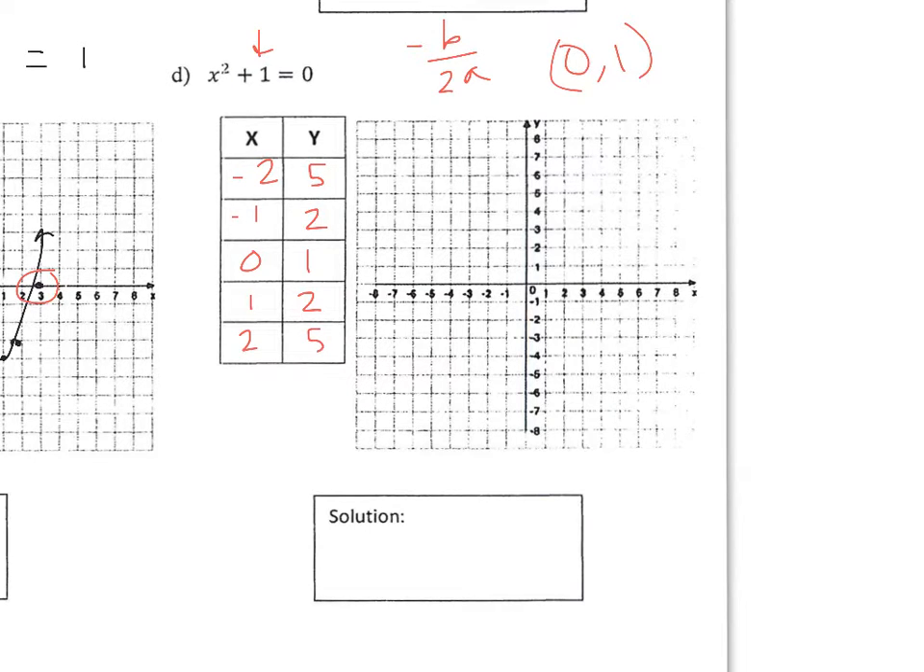So when I plot this, I get negative 2, 5; 2, 5; 0, 1; 1, 2; negative 1, 2. Now I'm looking for where it crosses the x-axis. So you'll notice that it doesn't cross. So if it doesn't cross the x-axis, it's just going to be no solution.